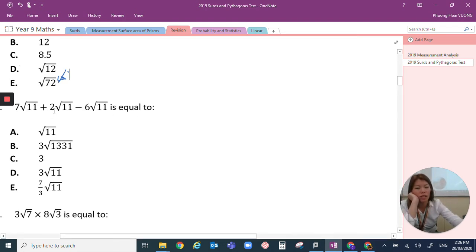So we have like terms now. 7 plus 2 is? 9. Minus 6 is? 3. So we have 3 square roots of 11. So we are, I can't even see my mouse. D.